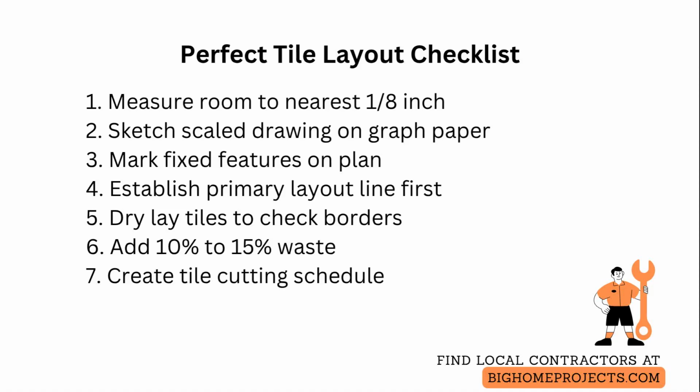Calculate tile quantities by measuring the plan area, adding 10% for waste on straight layouts and up to 15% for diagonal or pattern layouts, and always round up to the next full box count because partial boxes are impractical. Create a tile cutting schedule listing tile sizes and quantities for perimeter and around fixtures so you know which cuts to make first and which tiles to reserve for visible locations.